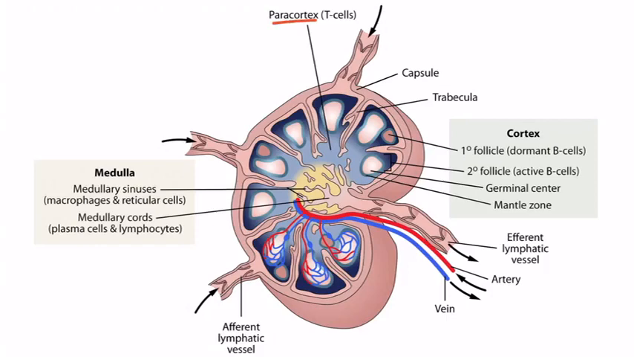So lymph travels to the lymph node through afferent lymphatic vessels and then enters the lymph node through high endothelial venules, which are present in the paracortex right here.